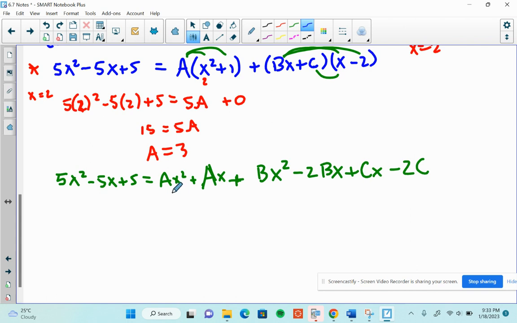Now we're going to equate coefficients. So a plus b, those two terms that involve x squared have to add up to this one. So in other words, a plus b has to equal 5. But I already know that a is 3. So the x squared terms have to add up to the same thing that we have on the left. But we know that a is 3, that would mean b is 2, right? This is what they mean by equating coefficients.